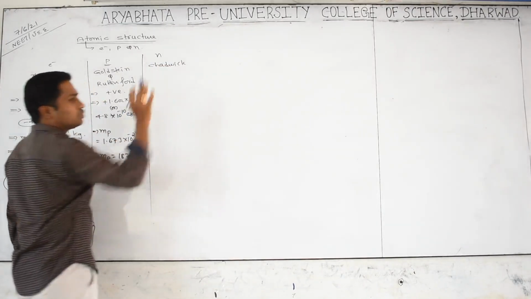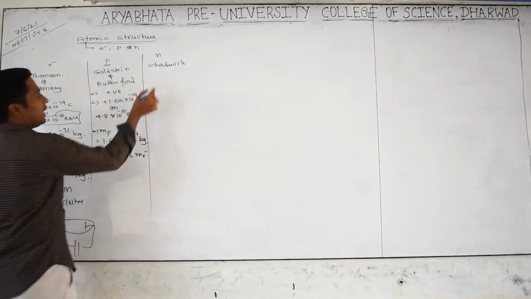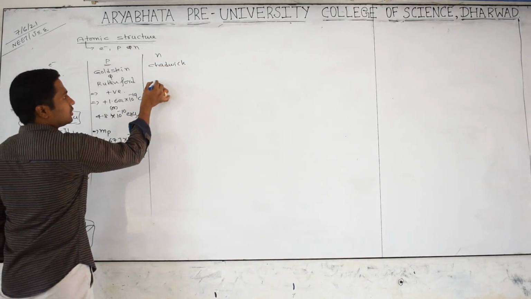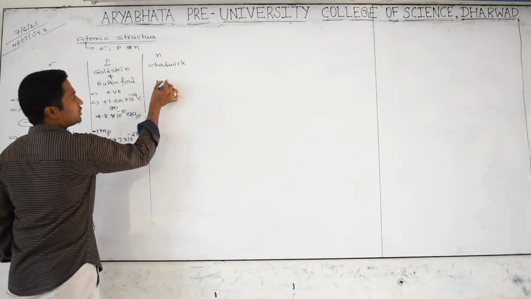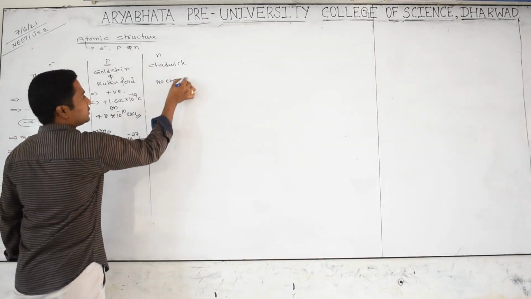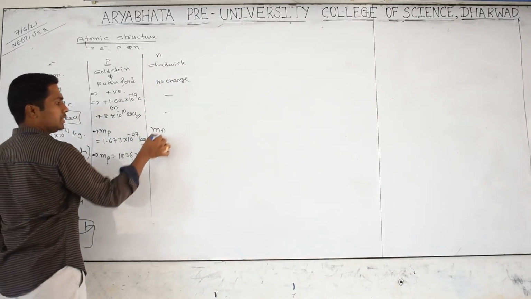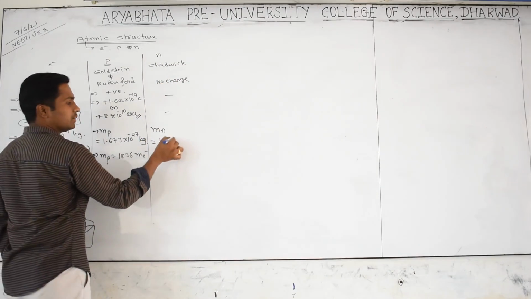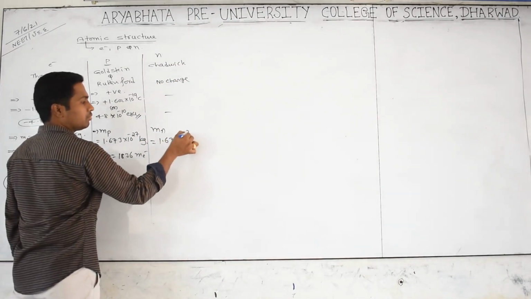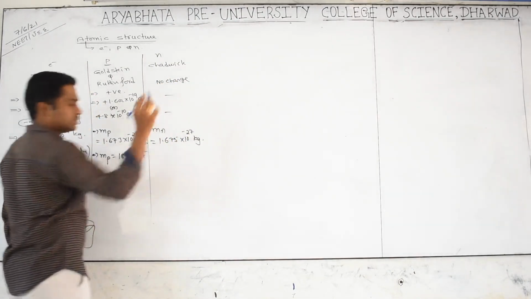Just go through the video once, you can enjoy the things. The neutron has no charge, it is neutral, a no-charge particle. So no quantity, nothing will be there. The mass of the neutron is 1.675 into 10 to the power of minus 27 kg.